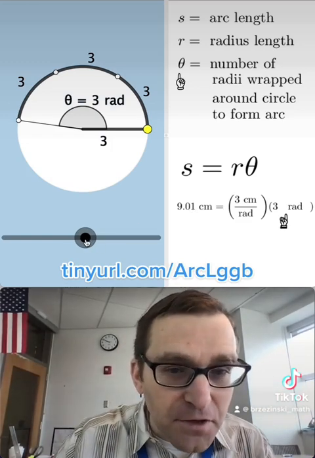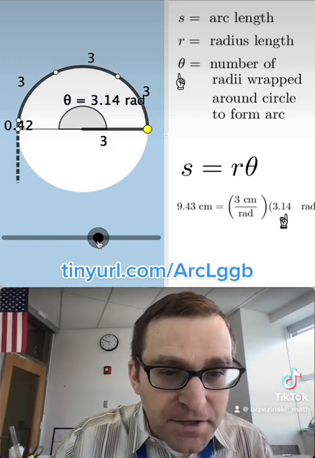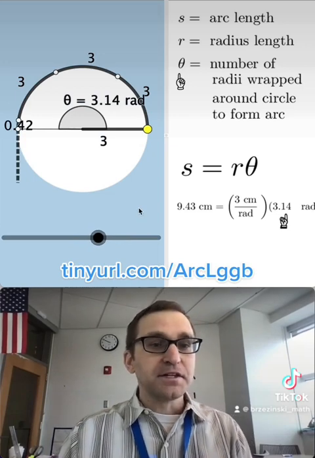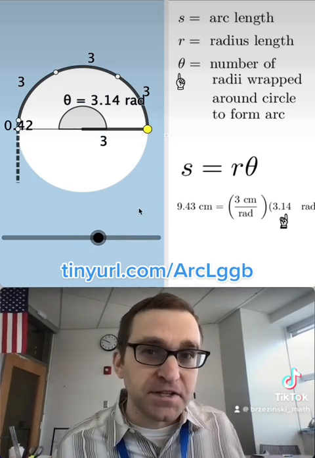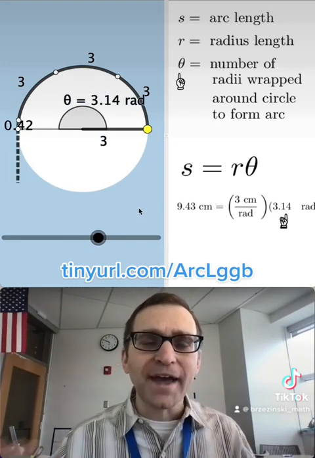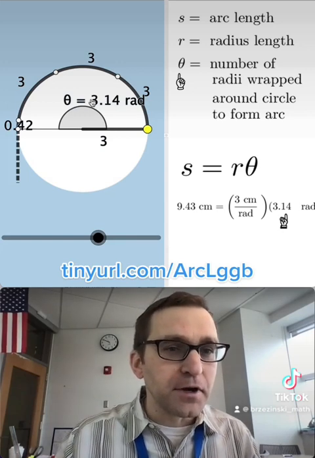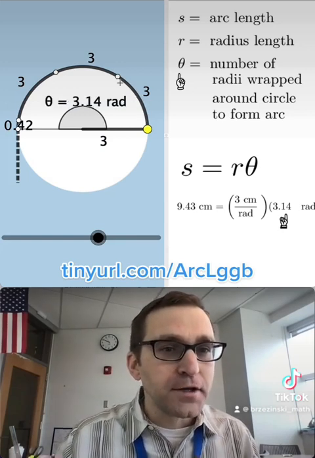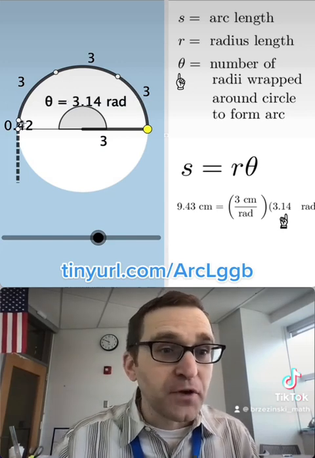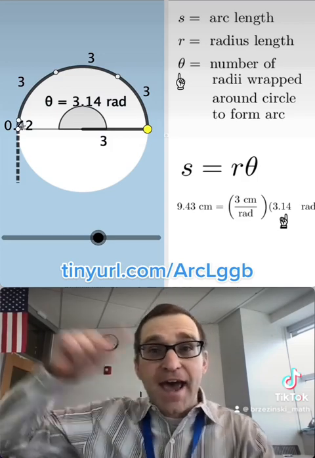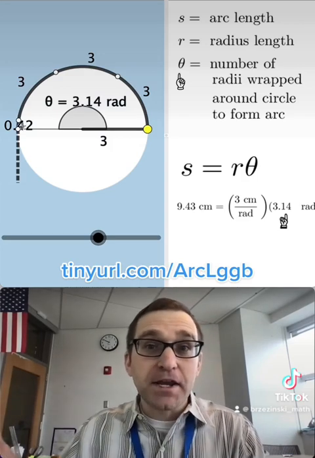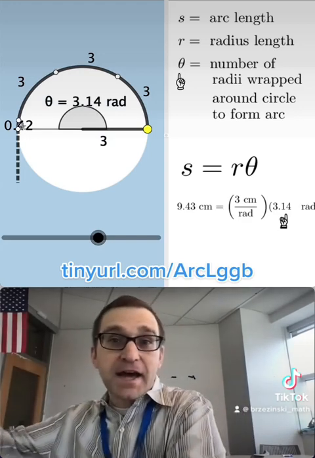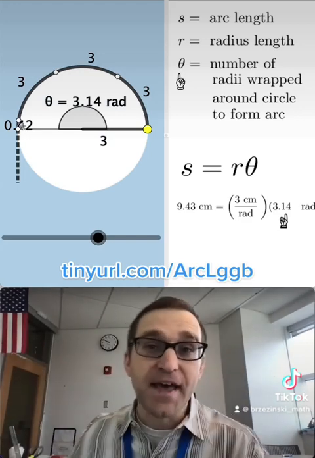I'm going to make it go to 3.14, the radians there. And oh, I just did. Look at that. Don't we always say pi radians is the same as 180 degrees? Why is that? Well, look at the diagram here. Doesn't it take 1, 2, 3.14 radiuses to make a half of a loop? So pi radians is really 3.14 radii wrapped around the circle, and that goes to the halfway point.